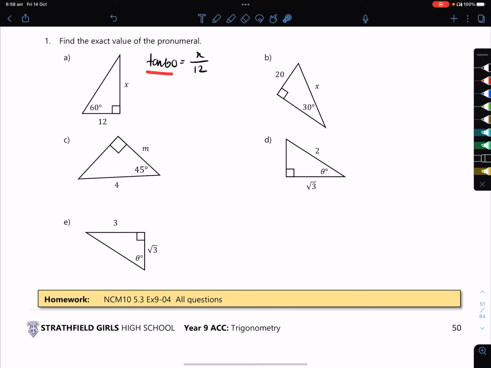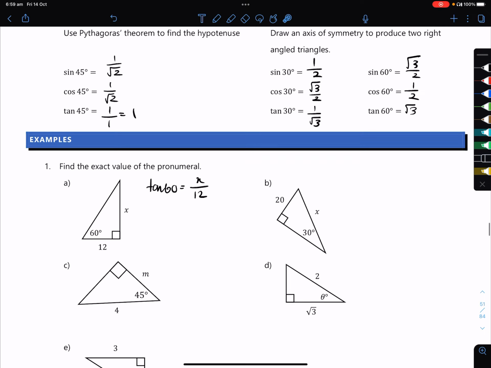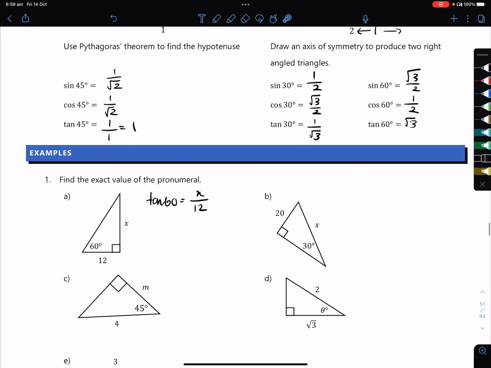But we know tan 60 according to what we just have here. Okay, tan 60 is root 3. So we're going to write root 3 equals x over 12. And by simply multiplying 12 to both sides, we'll get 12 root 3 equals x.